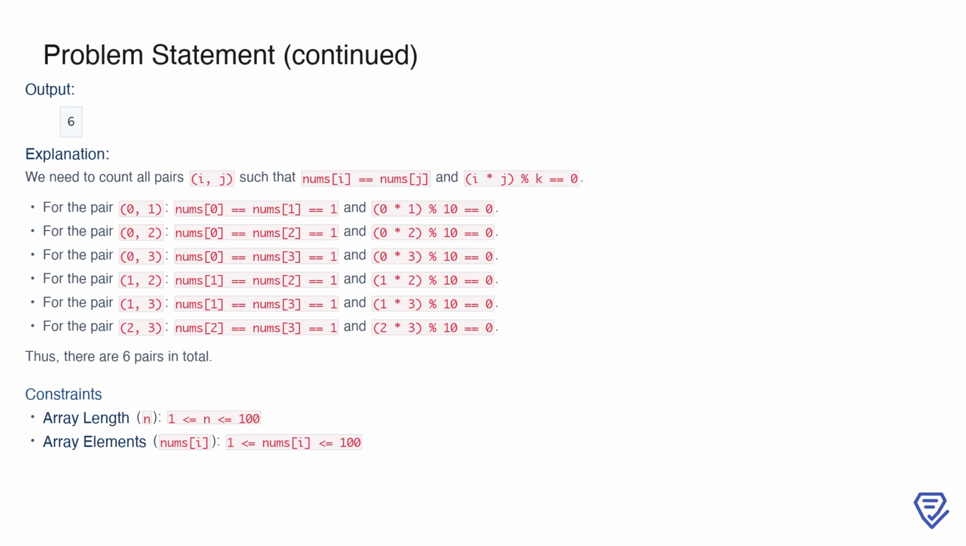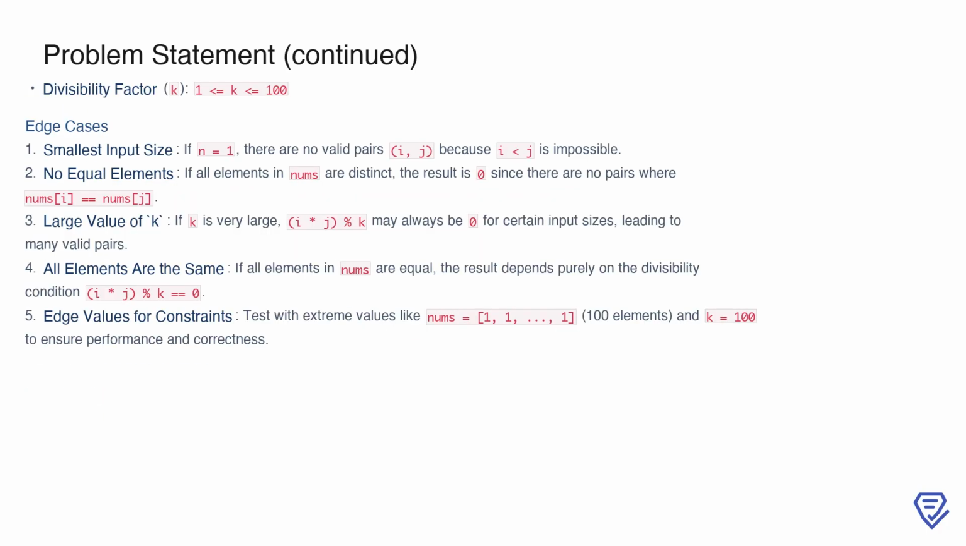This example highlights how arrays with repeated elements can produce a higher count of valid pairs, depending on the value of k. Finally, let's review some constraints and edge cases to keep in mind. The length of the array n is between 1 and 100, and each element in nums as well as k is between 1 and 100.